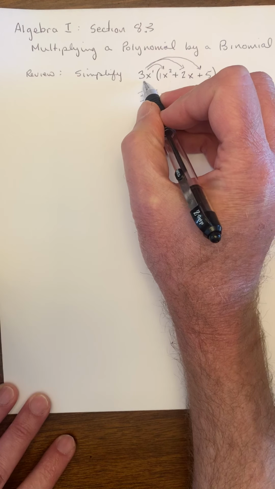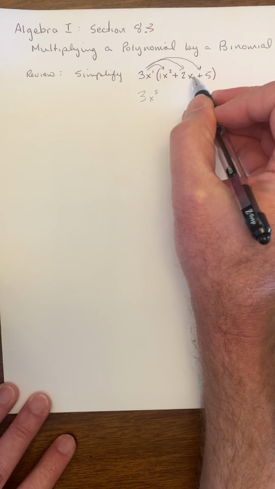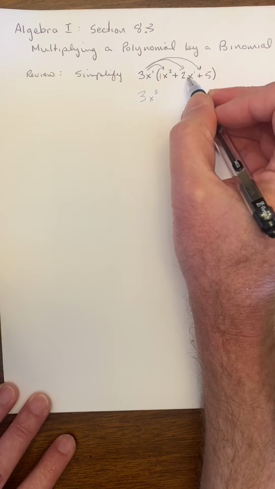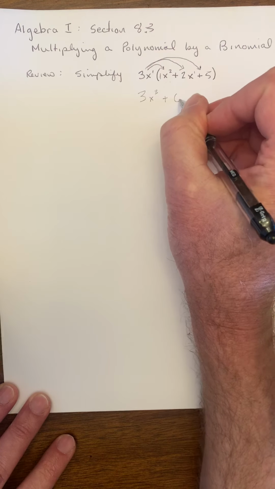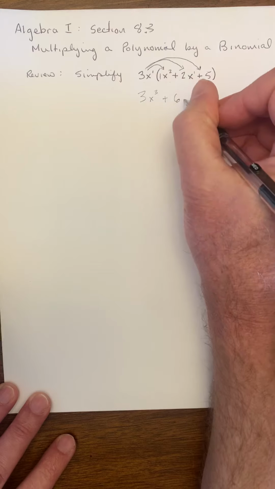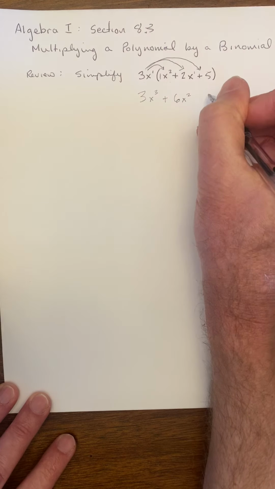Then we multiply the 3x times the 2x. Remember, there's a little 1 there. 3 times 2 is 6. X to the first times x to the first, 1 plus 1 is 2. That makes x to the second.